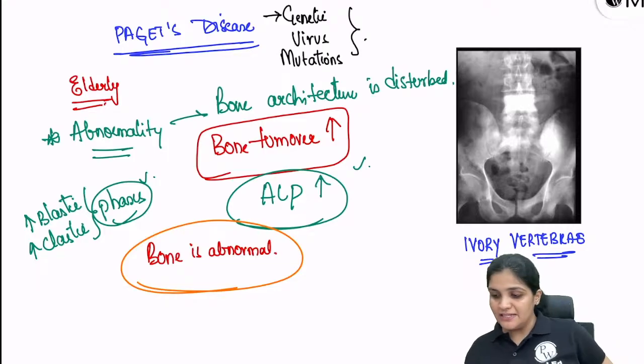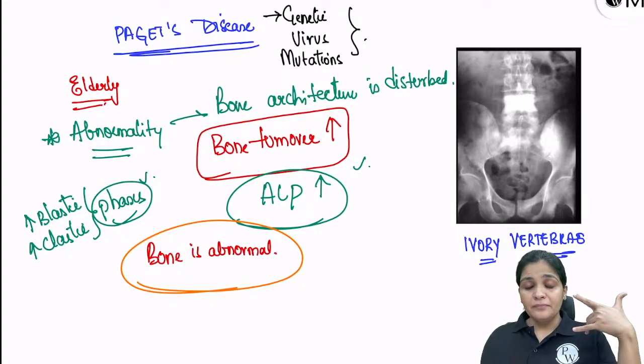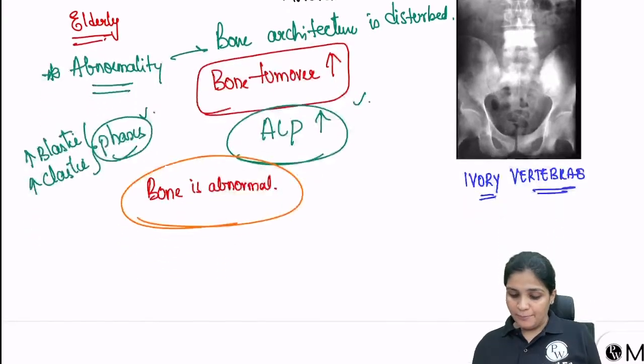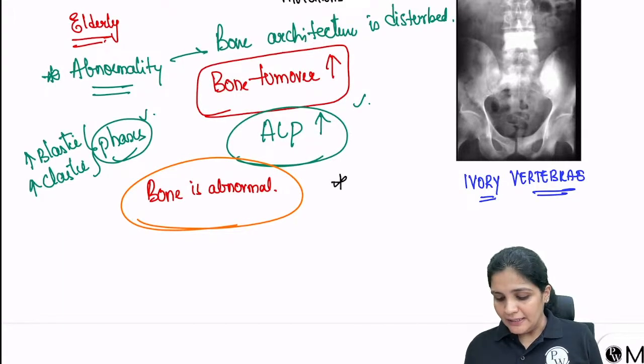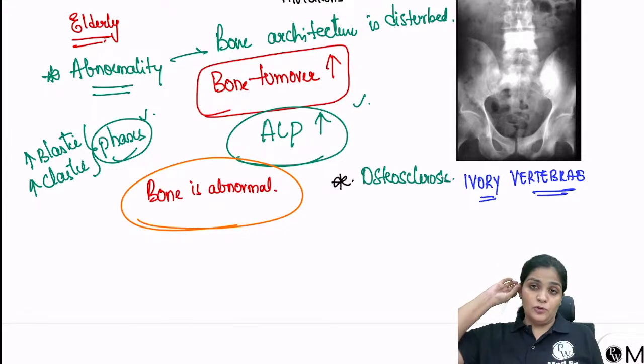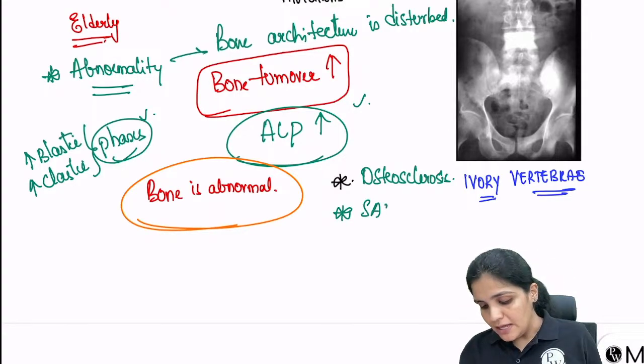Right? So these are the reasons why it occurs. Sometimes there could be a genetic involvement, there could be some virus, or there could be some mutations happening in the genes, mainly in the bone osteoclast. Now the bone becomes abnormal, and you will see that there is osteosclerosis. Yes, it could be pre-malignant also sometimes. There is evidence of development of sarcoma.